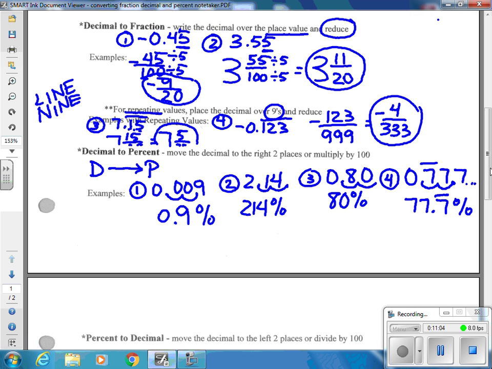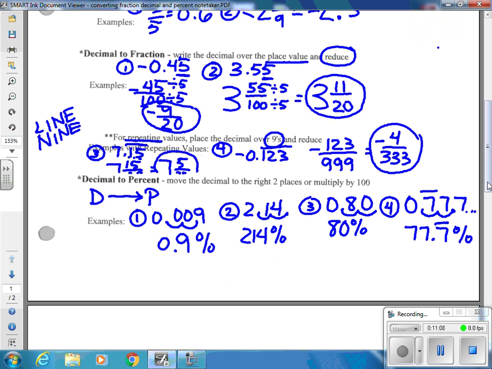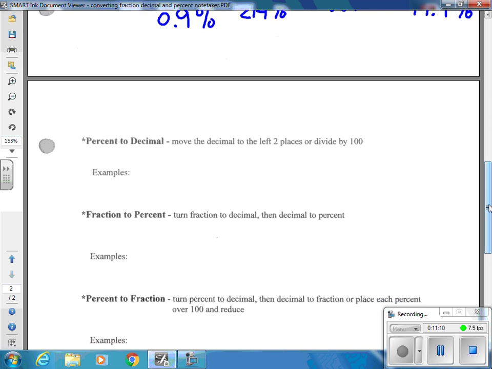Then when we go the other direction, which is just as easy, we're going to go from percent to decimal. So once again, you can use alphabetical order. Here's my D, here's my P. If I want to go from percent to decimal, notice my arrow is going to the left, so now I'm going to move the decimal to the left 2 places. Or if you want to use the calculator, now you can divide by 100. Most of us choose to just move our decimals.